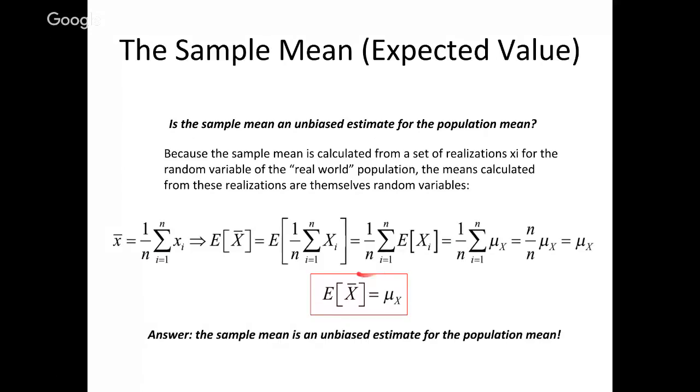So the bottom line is the expected value of the random variable for the sample mean is exactly equal to the population mean. And what that implies is that the sample mean, calculated by this formula, is an unbiased estimate for the population mean. The central tendency of that sample mean is going to be the population mean.